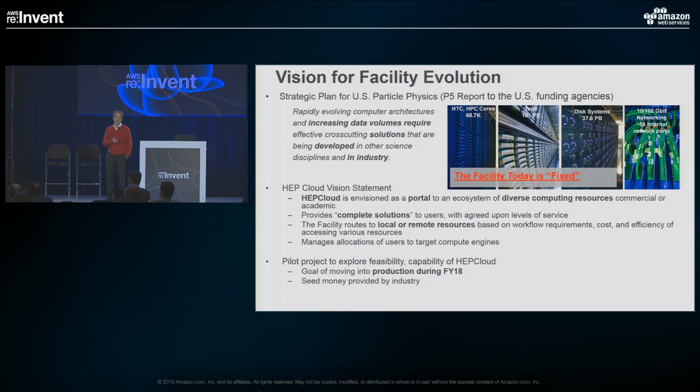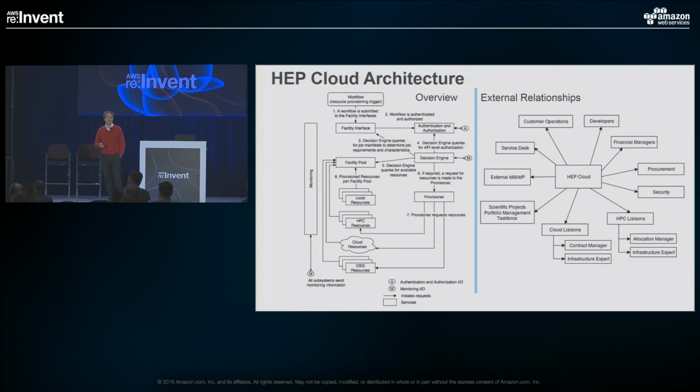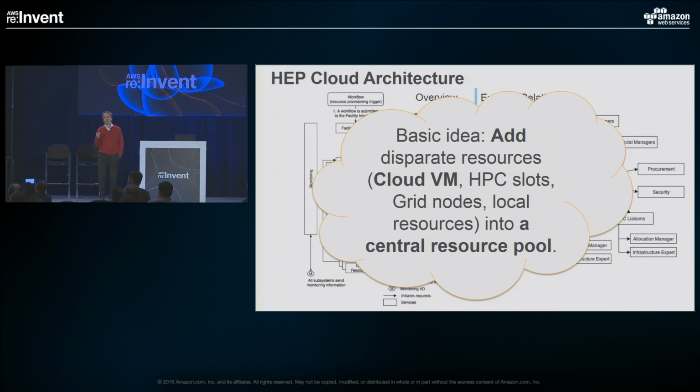We started to work on a project called the High Energy Physics Cloud, or HEP Cloud facility, which is a portal to a diverse set of back-end resources that allow us to scale to the needs of the community for pretty much all the workflows that are important. The basic idea is that we want to add resources from cloud, high-performance computers, grids, which are statically federated clusters where we can share resources, or also local resources, into a central pool of resources.